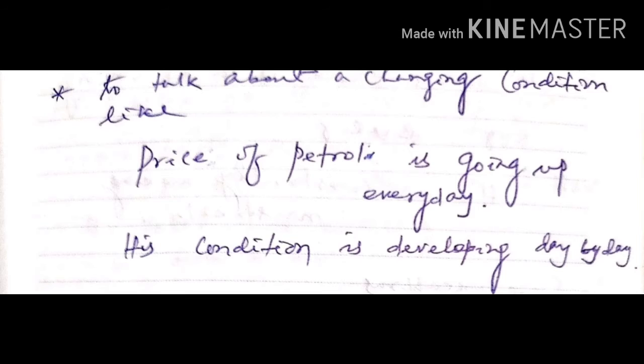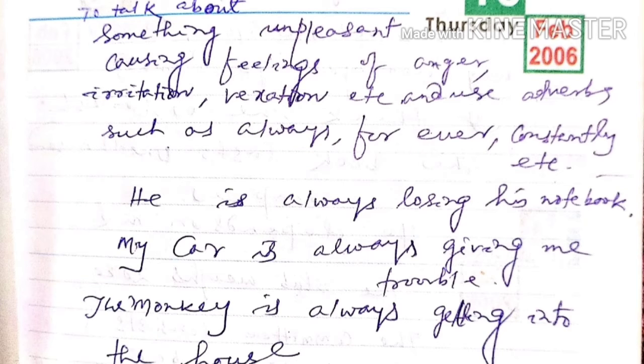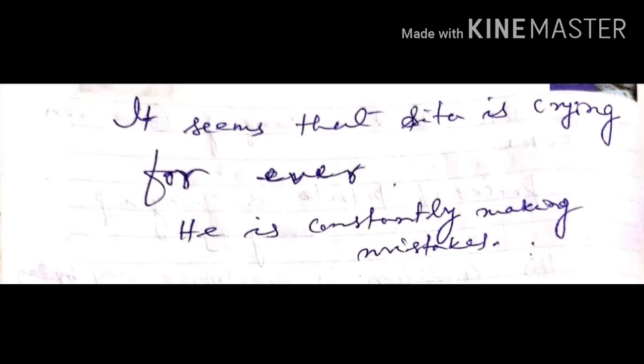Present progressive form is also used to talk about something that is unpleasant, causing feelings of anger, irritation, vexation, etc. And we use adverbs such as always, forever, constantly, etc. He is always losing his notebook. My car is always giving me trouble. The monkey is always getting into the house. He is always biting his nails. It seems that Sita is crying forever. He is constantly making mistakes.